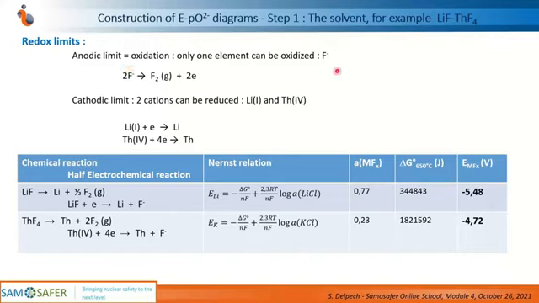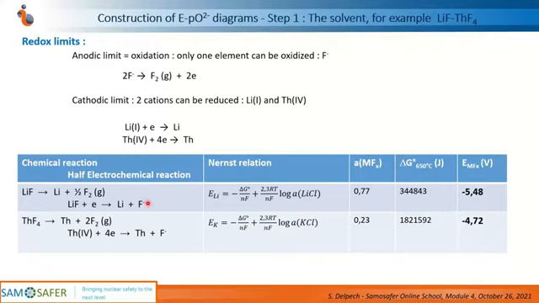Now we have fluoride ions. They are the only ions which can be oxidized. So we write this electrochemical reaction with the fluorine evolution. In the cathodic limit, we can reduce two cations, lithium and thorium.